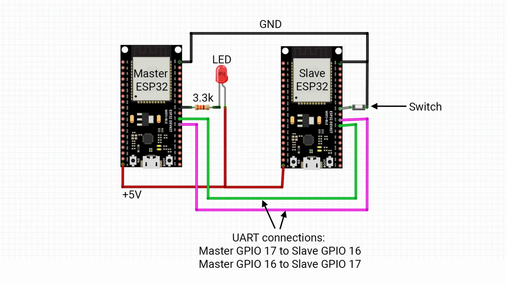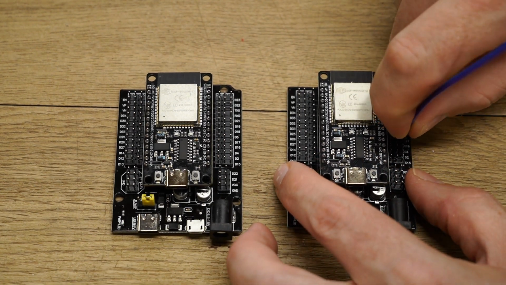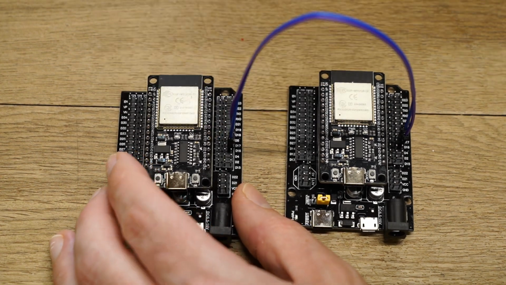Here is the wiring diagram for the example code that I'm running. Only two wires are required for UART communication. Just keep in mind that the UART wires need to be crossed between the ESP32s. So pin 16 of one ESP32 to pin 17 of the other, and vice versa.